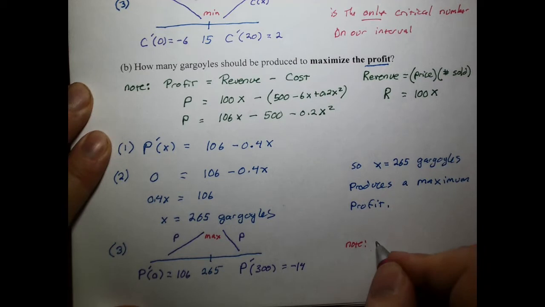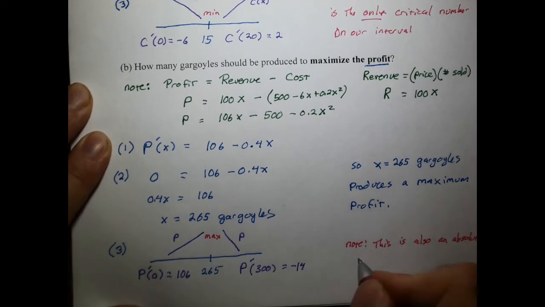And note, this is also an absolute maximum profit for the same reason that we had above, since 265 is the only critical number that we were testing.